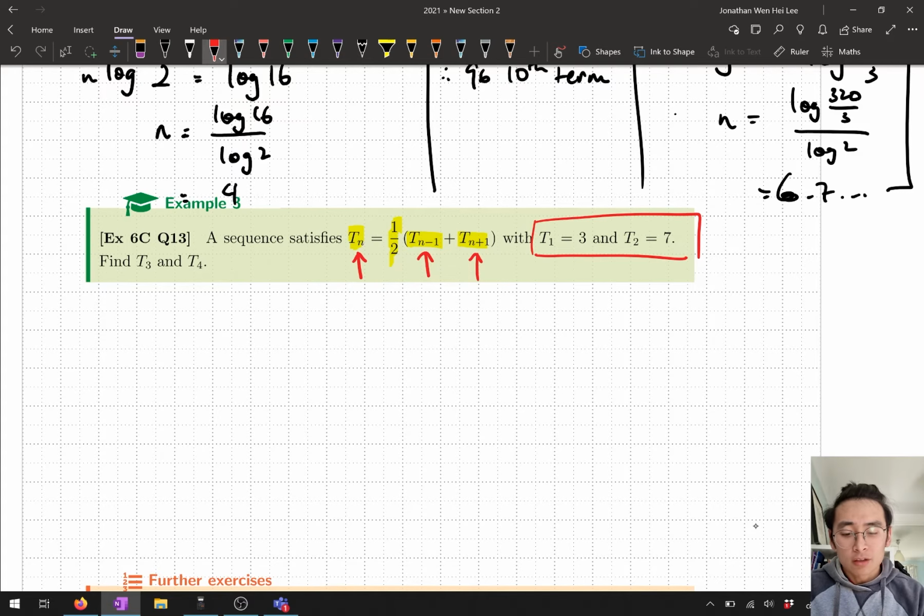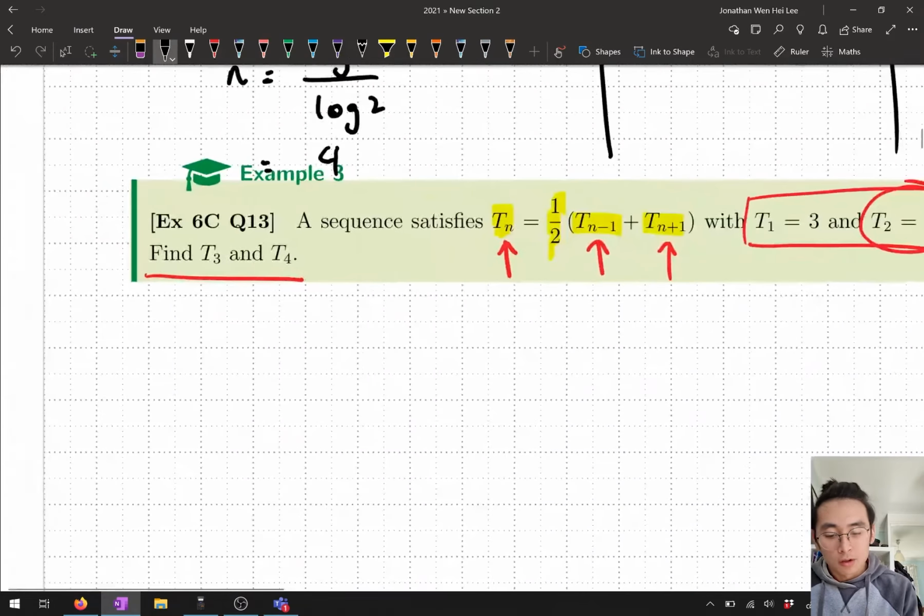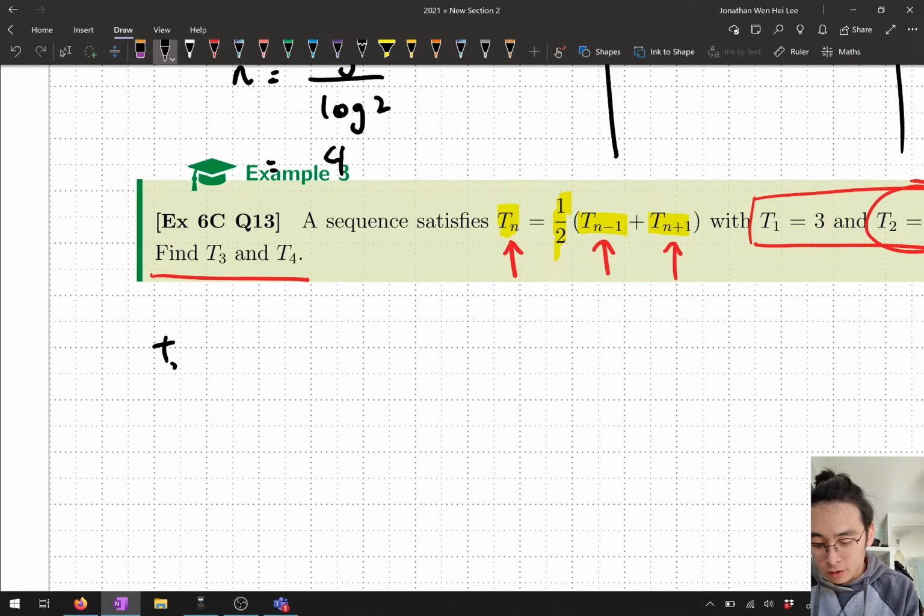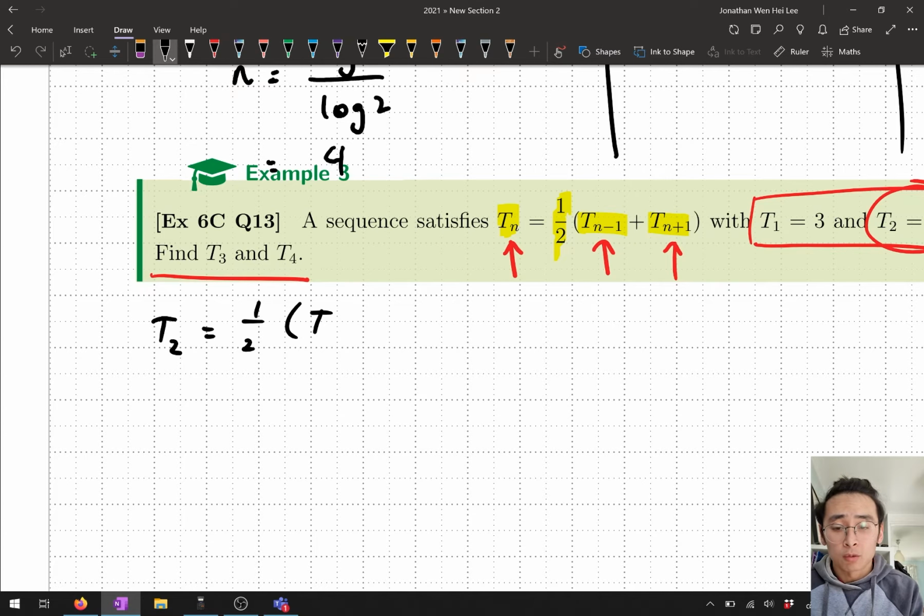Now we want to find what T3 and T4 are. There's a few ways that you can figure out what T3 and T4 are. First of all, you could actually sub in T2, for example. So if I find T2 using my pattern, if n is equal to 2, then what does that tell me? T2 is equal to, based on my pattern, half of T n minus 1, which is just T1, plus T3.